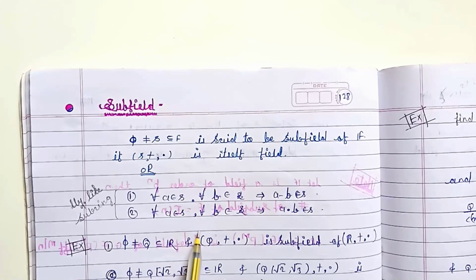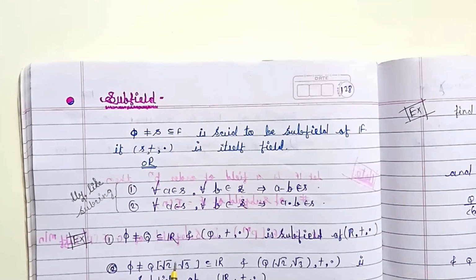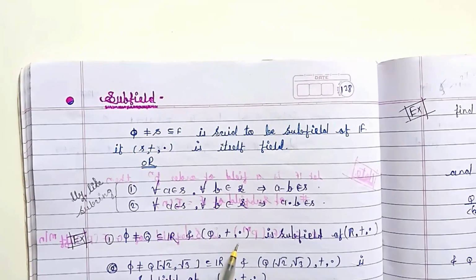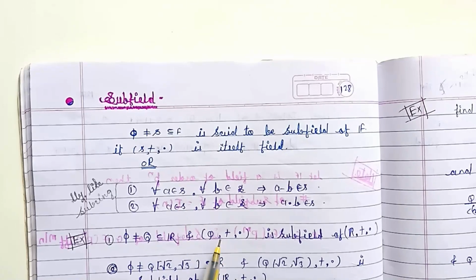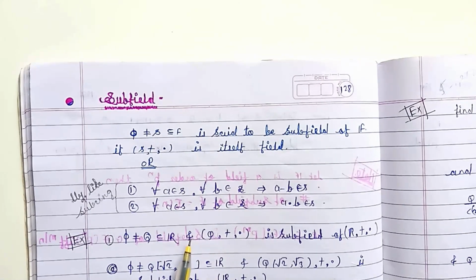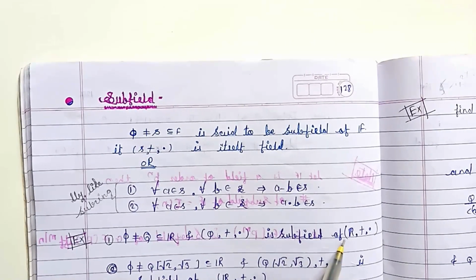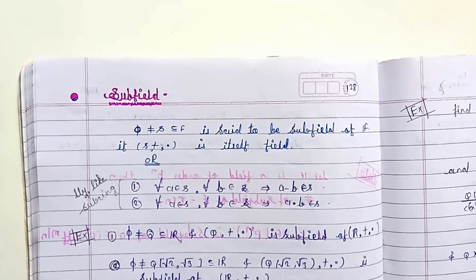Now let me explain an example of a subfield. We can see here Q is non-empty and is a subset of R, and we know that Q under addition and multiplication is a subfield of R under addition and multiplication, because Q itself is a field first. I already explained examples similar to this in my previous lecture, showing that Q under addition and multiplication is itself a field. Since Q is a non-empty subset of R, it is a subfield of R. Now, as a second example, we may consider Q of root 2, root 3.